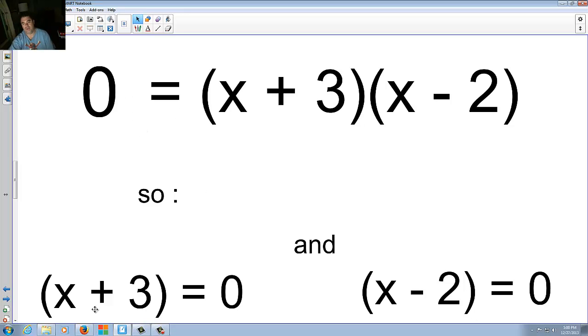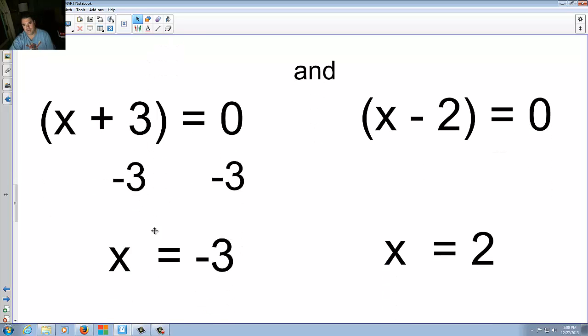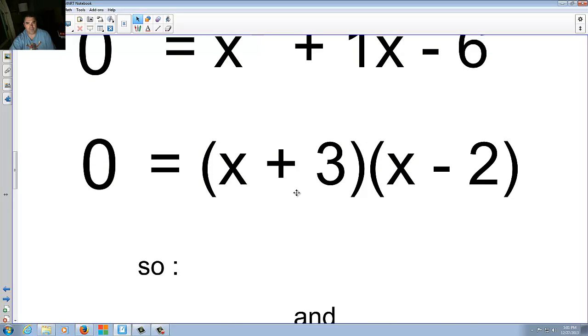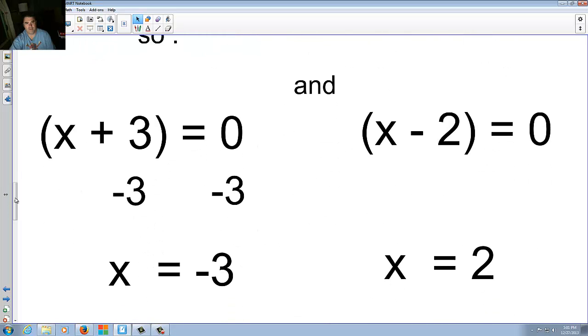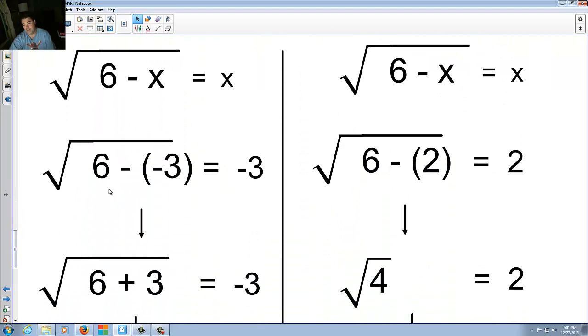So if x plus 3 equals 0, or if x minus 2 equals 0, well, minus 3, so x can equal negative 3. Instead of minus 2, plus 2, plus 2, x equals 2. And if you look here, you just do the opposite. Instead of plus 3, we're going to minus 3. Instead of minus 2, we're going to plus 2, which is what you have here. But if you plug them in, you can see that they fit.